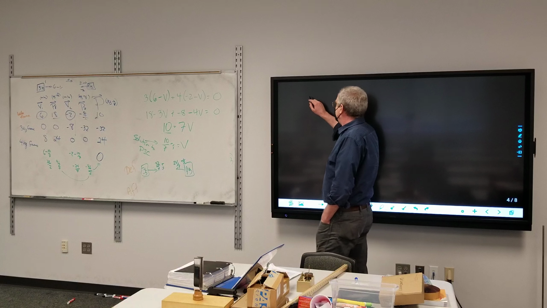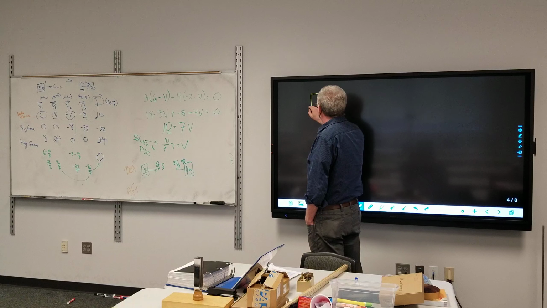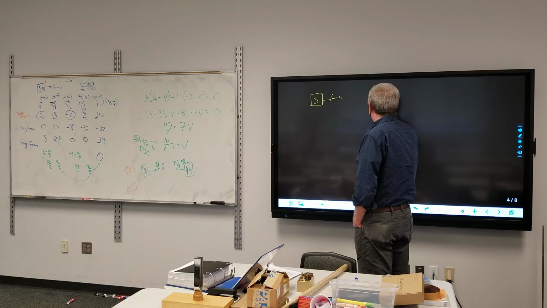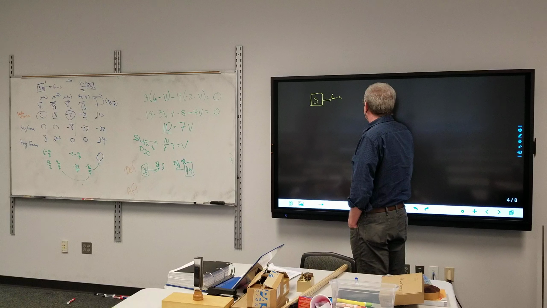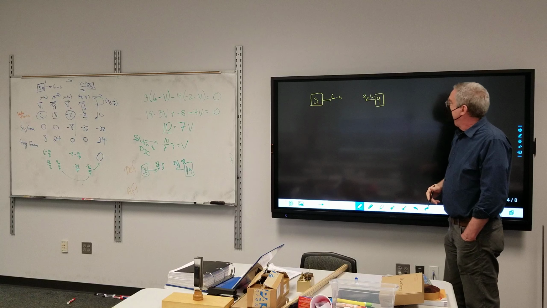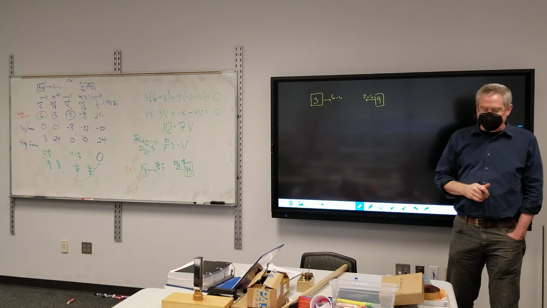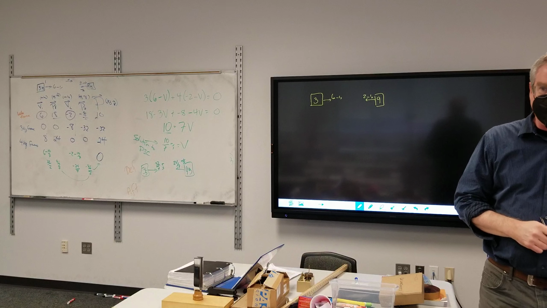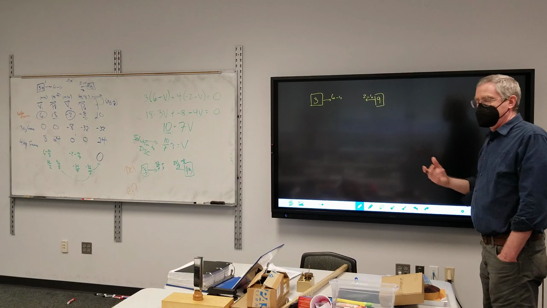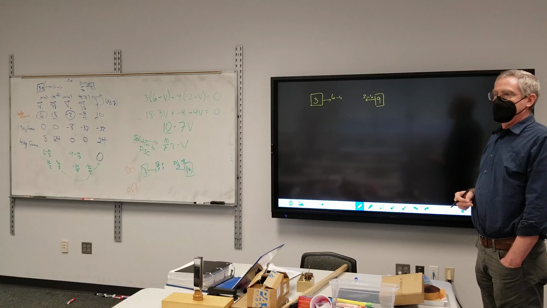Let's deal with something less abstract. I got my 3 kilogram going at 6 meters per second. I got a 9 kilogram going to the left at 2 meters per second. Total momentum is 0. Kinetic energy cares about speed, momentum cares about velocity. What would be a solution for this so that my momentum is still 0, my kinetic energy is still the same?